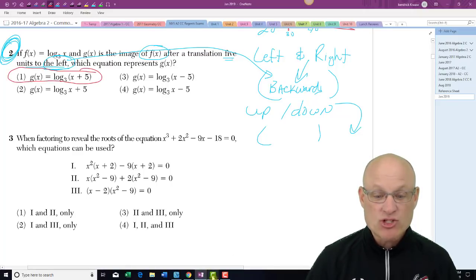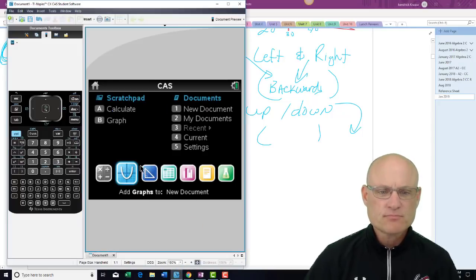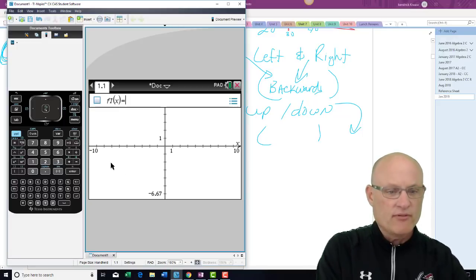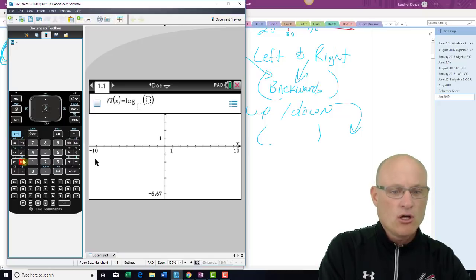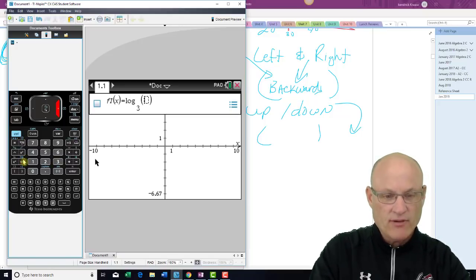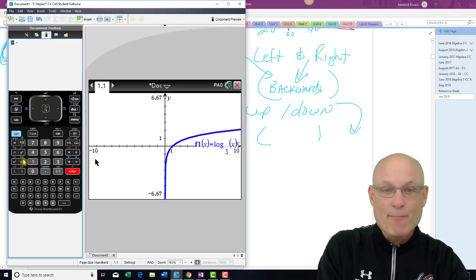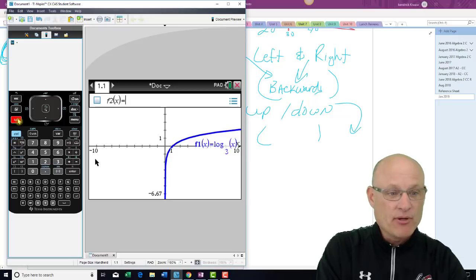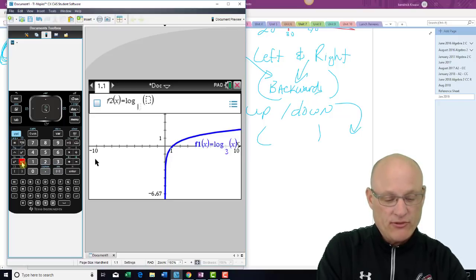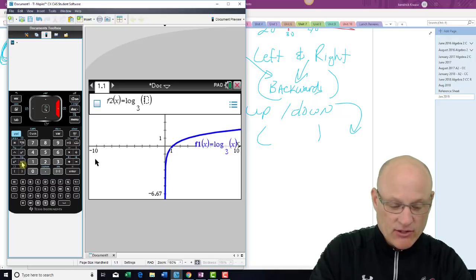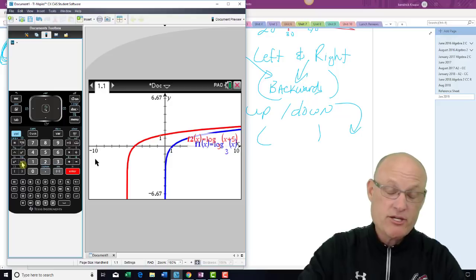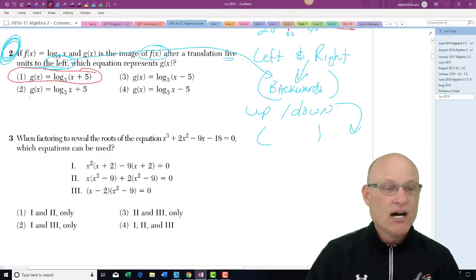Now, I'm going to show you and check my answers because, quite frankly, I make a ton of mistakes. Let's see what we got here. I'm going to graph the original. The original was log base 3 of x. There it is. And I want to make sure that the second goes to the left 5 units. So I'm going to press tab and do log base 3 of x plus 5. Now, if that goes to the left 5, I'm good. Now, watch it. There it is. All right, choice 1.